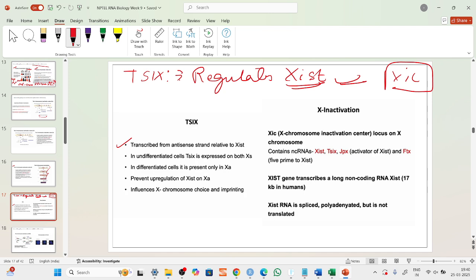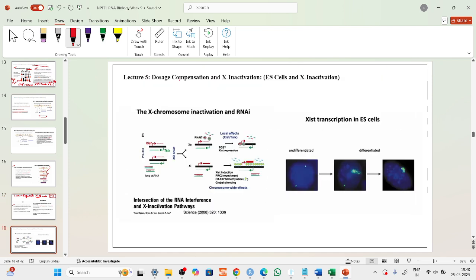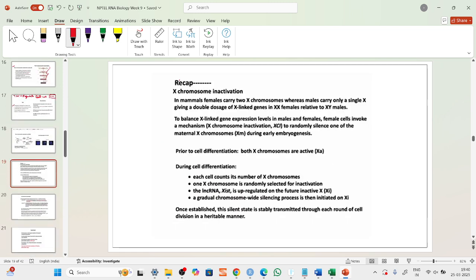Now we come to X chromosome inactivation and RNA interference. Let us try to understand it from here. In mammals, females carry two X chromosomes, whereas males carry only a single X chromosome, giving a double dosage of X-linked genes in XX females relative to XY males. Yes, we have studied it. We are just revising it.